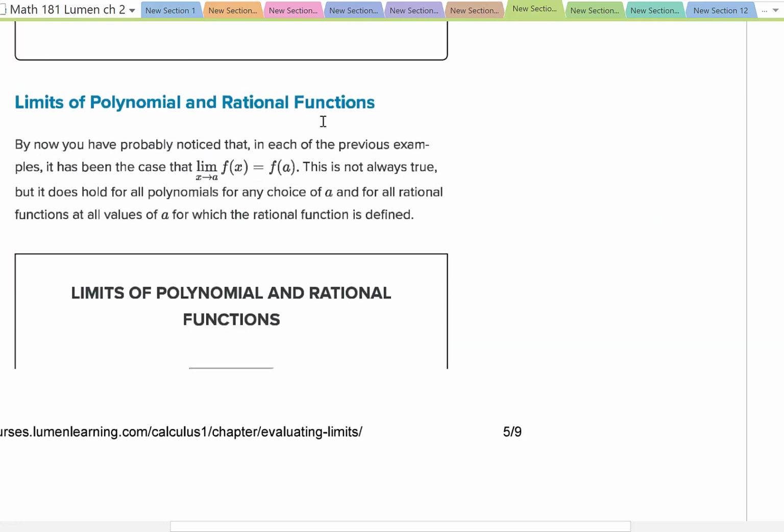Limits of polynomial and rational functions. By now you have probably noticed that in each of the previous examples, it has been the case that the limit of f of x as x approaches a equals f of a. And I kind of at the last part just went with that because it gets a little tedious. This is not always true, but it does hold for all polynomials, for any choice of a, and for all rational functions at all values of a for which the rational function is defined. So you can't have a 0 in the denominator is what it's saying.